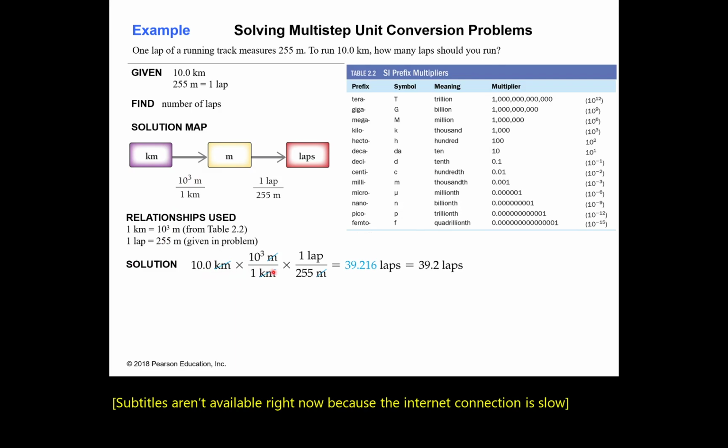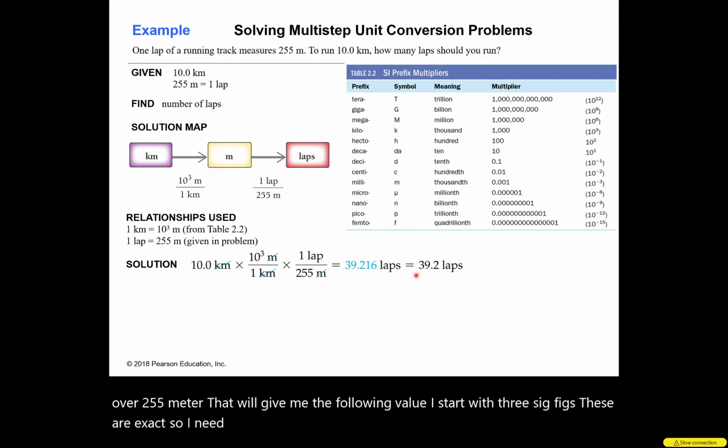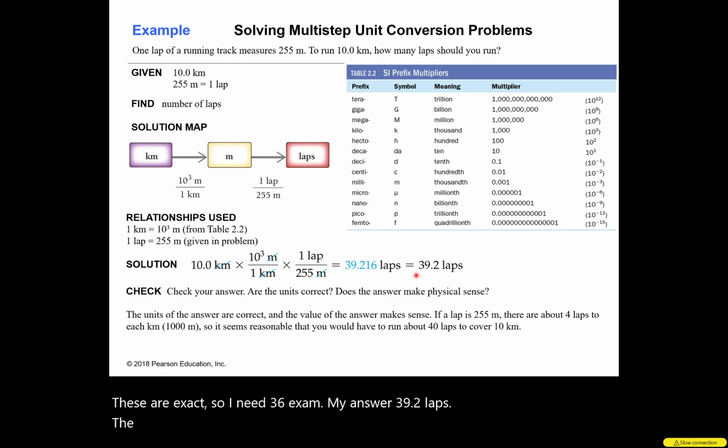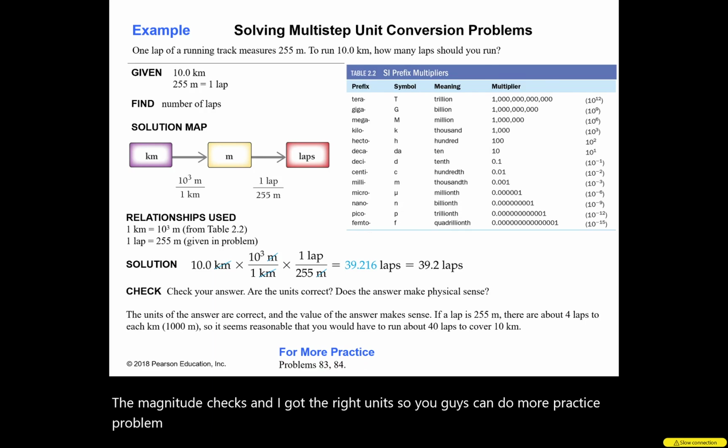10 kilometer times 10 to the 3 meters over 1 kilometer. Then I'll multiply that by 1 lap over 255 meters. That will give me the following value. I start with 3 sig figs. These are exact. So I need 3 sig figs in my answer, 39.2 laps. The value, the magnitude checks, and I got the right units. So you guys can do more practice, problems 83 and 84.